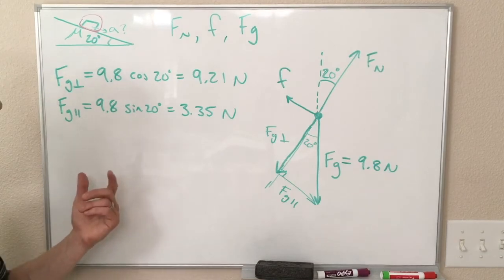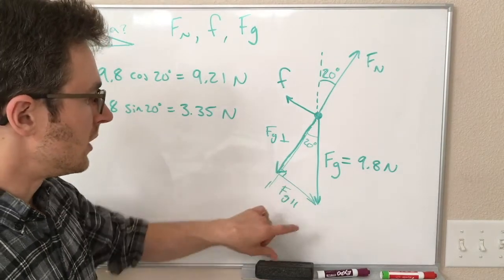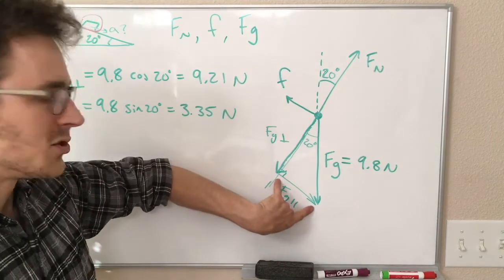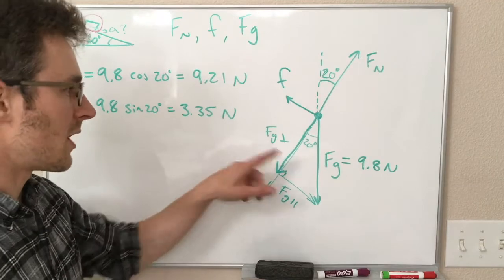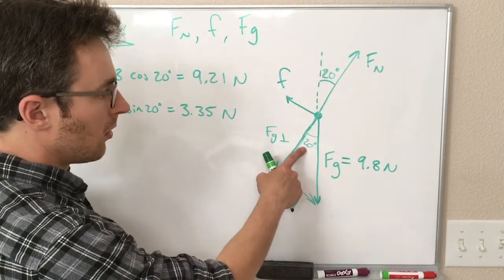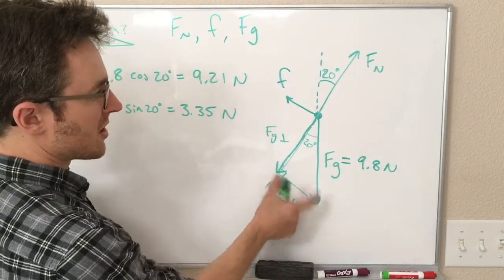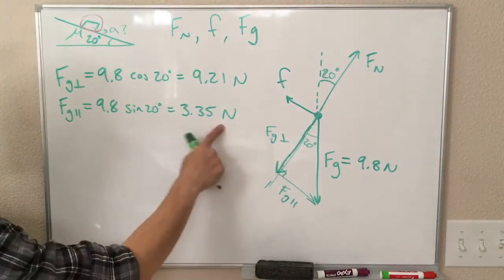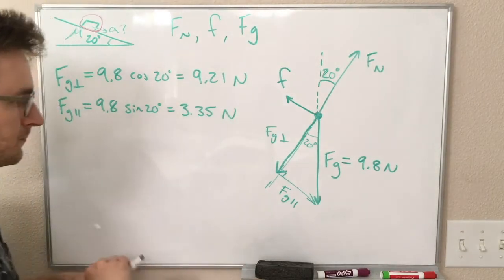Okay, quick check. For a small angle like 20 degrees, do we expect this opposite side to be shorter or longer than this adjacent side? Well, I didn't draw this totally to scale, but I did draw this as a small-ish angle. And indeed, this is the shorter side of the two, so we would expect FG parallel to be smaller than FG perpendicular. So that's good.